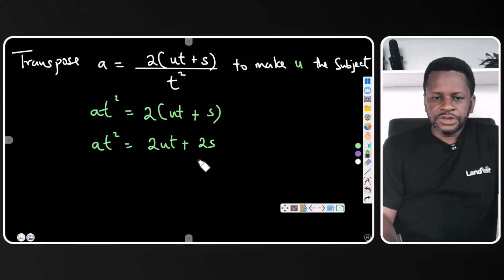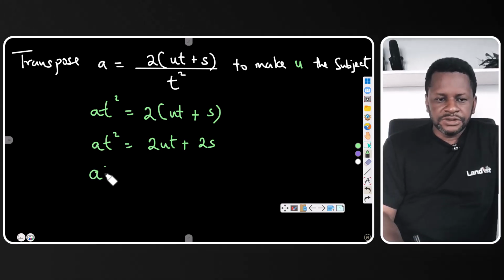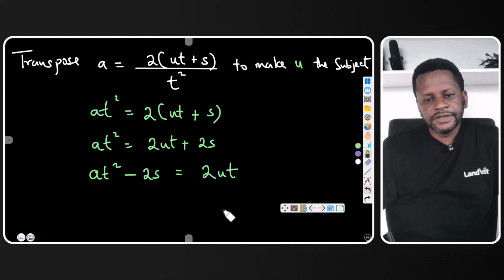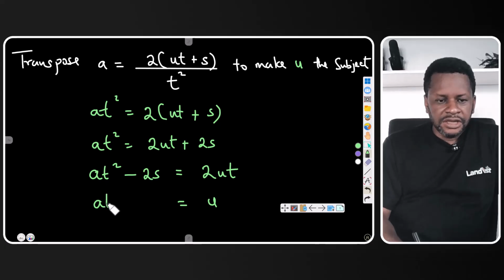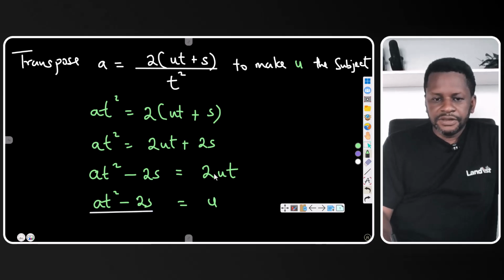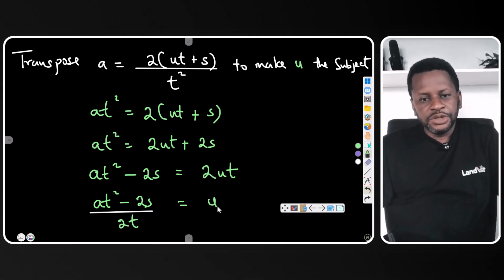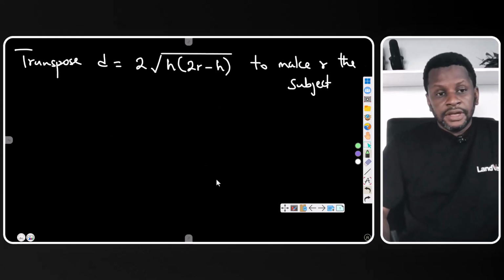Now I'm going to subtract 2x on both sides. So we're going to have 8t squared minus 2x equals 2ut. And now I can divide both sides by 2t, leaving u on the right side. So u is going to be 8t squared minus 2x, divided by 2t. This is one way you can make u the subject.